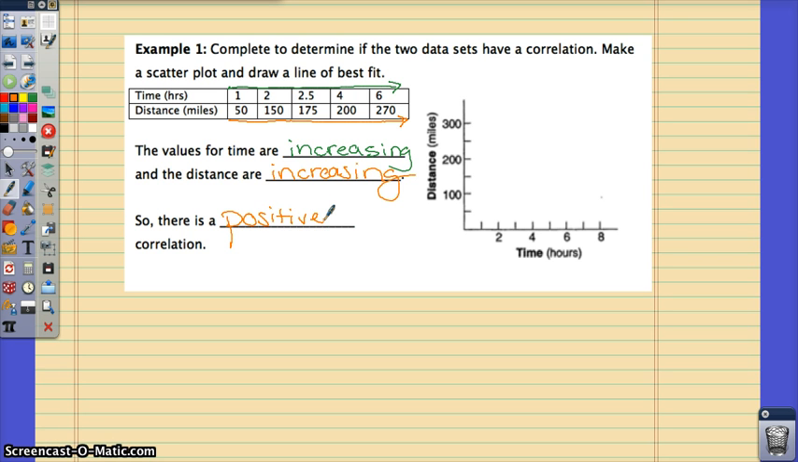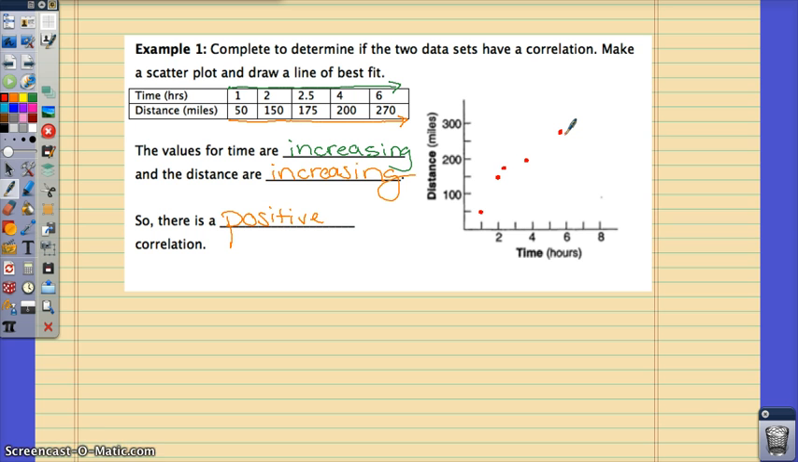Now we could also graph this first to decide the correlation. Let's graph these points now. 1, 50, so I'm going over to 1 and up to 50. 2, 150. 2.5, so that's pretty close to that one. It's going to be 175. 4 is 200. And 6 is 270. So we drew a scatter plot.